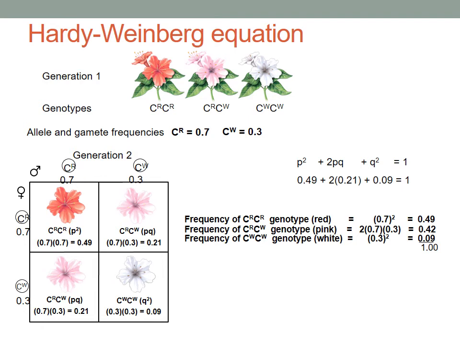Now we're still working with our CRCR, CRCW, CWCW, our 4 o'clock plants, our red, pink, and white plants. And we still have the same information, the 0.7, the 0.3, and we have the frequencies of their generations, the 0.49, 0.42, and 0.09. So this is another way of looking at our flower.